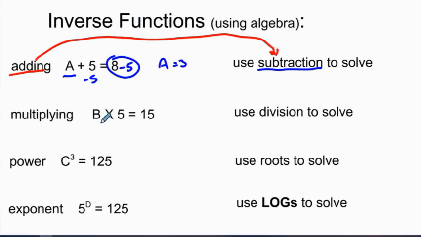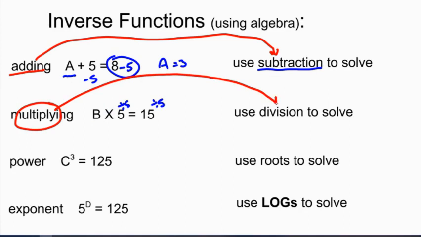Okay, what about here? We've got another question. B times 5 equals 15. Well, once again, we would look at that times and say, okay, how do I get rid of this? Well, I'm going to divide by 5. Once again, what am I doing? Well, if the question has multiplying, I use division to solve it. And this is the whole secret of algebra.